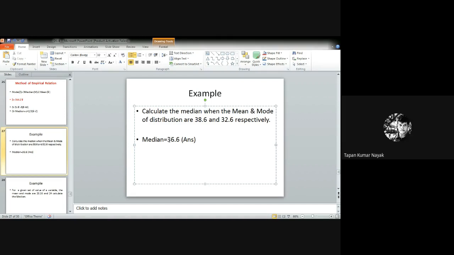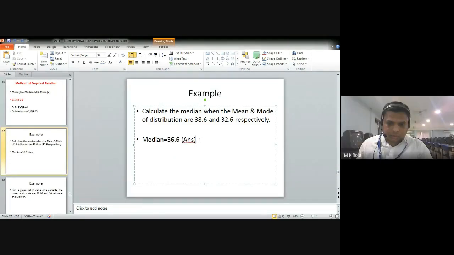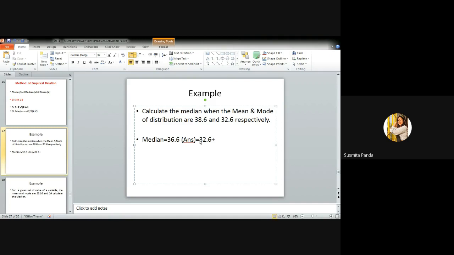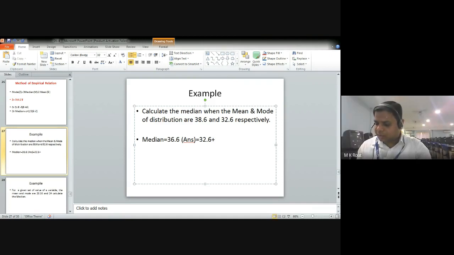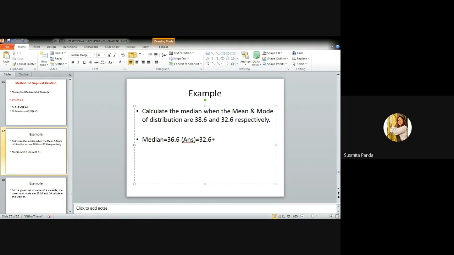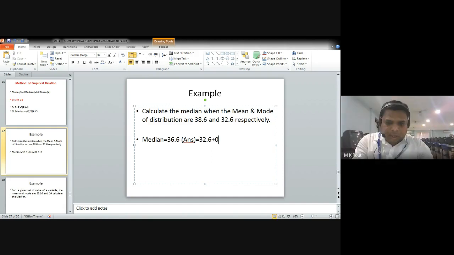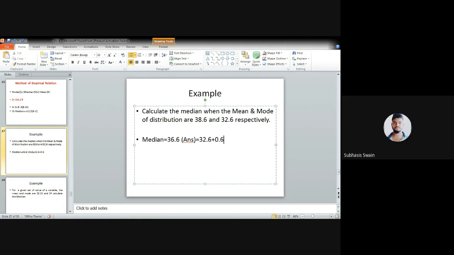Sir, 1 minute, sir. So how we got that 36.6? Can you explain me, sir? Okay, let's see here. What is the value of mode? 32.6. Yes, sir. If you divide 2 by 3, what is your answer? No, it's for the formula. If you divide 2 by 3, sir, 0.6. How much? Sir, 0.6.